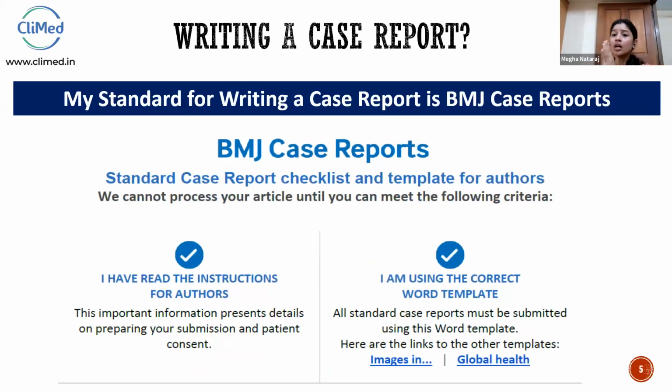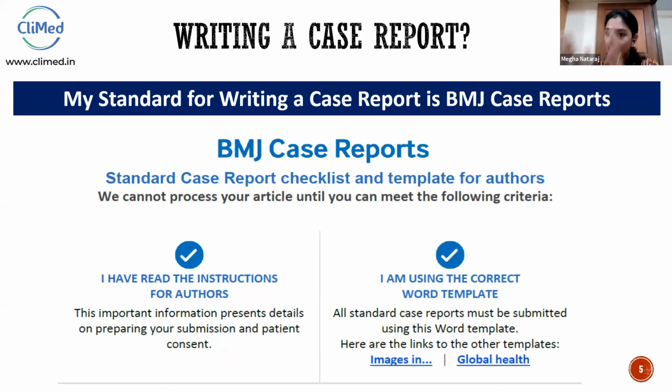Now, before you start writing down the story of this patient, it's always good to have this guideline ready with you. Some of you may prefer a printout, some of you may prefer it as a report on your laptop. So always keep this guideline open and start reading the instructions. This template will usually have two parts: one part will be the checklist, one part will be the template.